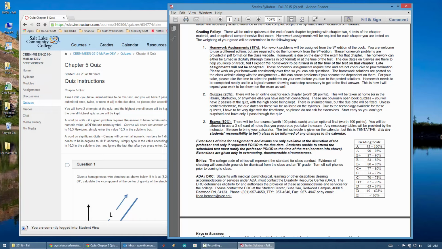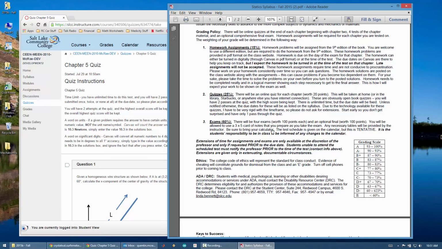So here's the deal on exams. There's going to be 4 exams, each worth 100 points, and an optional final. I'll talk about that in a minute. You're going to be allowed to use a 3x5 card of notes as you take the exam. That is not because you're going to find the magic answers in the book. It's quite frankly to make you study, to make you decide what you think is the most important parts, to kind of highlight the things that you consider the most important from the homework and from the chapters.